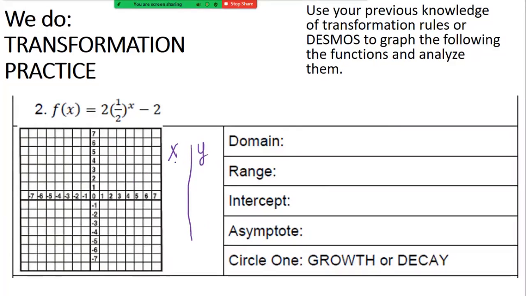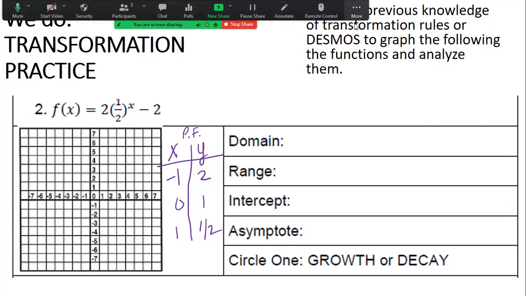So the parent function values of this work from our I do decay function. So it's -1, 2, 0, 1, and 1, 1/2. So those are your parent function values. So if you choose to use a table and change the table, here's your table. If you choose to use the graph, then graph. You're gonna graph and analyze the key attributes. Ready, set, break.